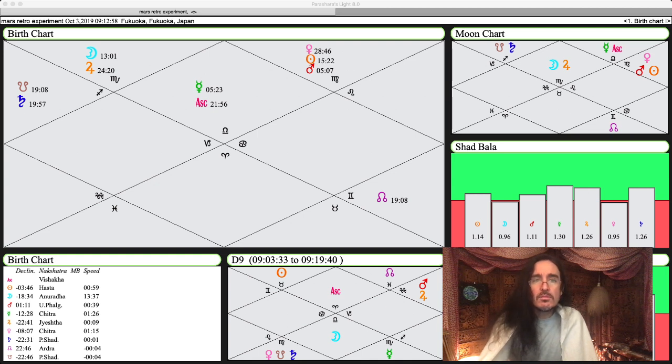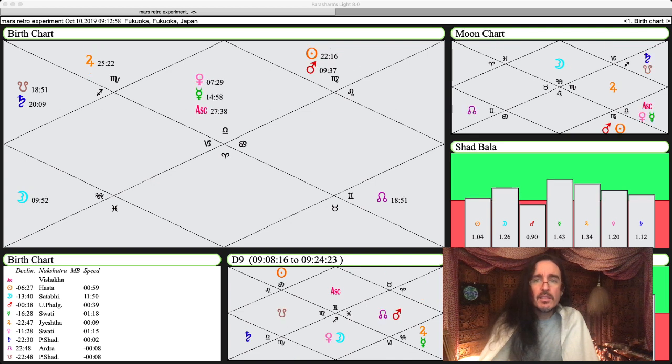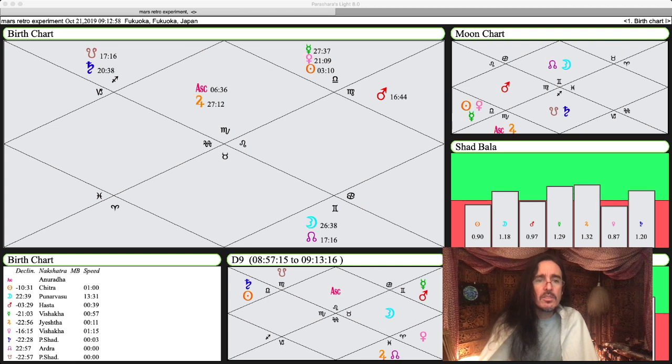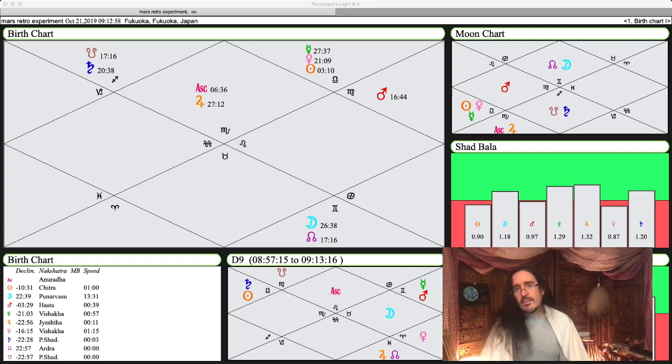And then for October 21st, the sun was in Chitra, and Mars, which we really care about, was Hasta. Okay. So Varahamihira said that you need to know the nakshatra of Mars when it reappears, when it rises from the sun. So what we have now is Hasta.